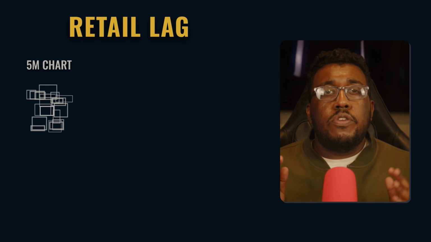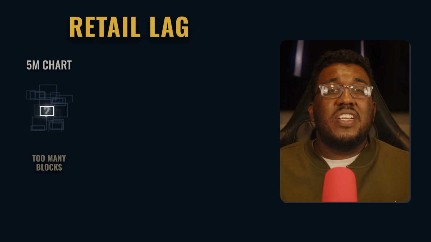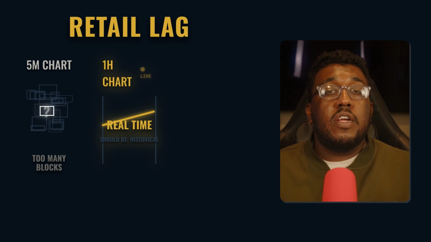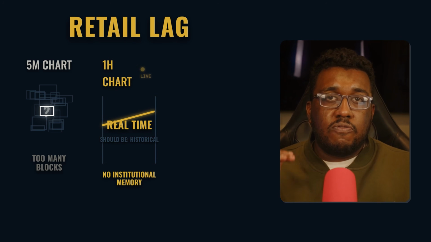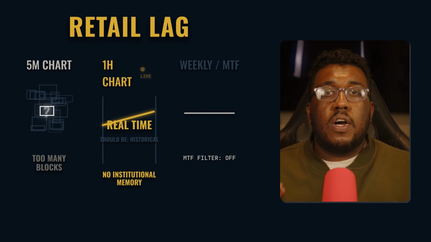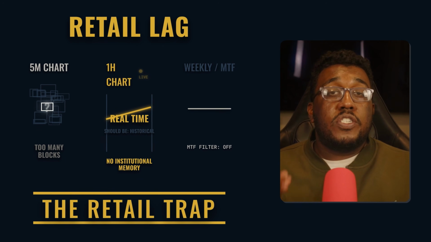Your 5-minute chart is showing you too many order blocks, so you can't tell which one is actually fresh. Your 1-hour chart is running in real-time mode when it should be running historical, so it's painting signals that don't reflect actual institutional recent memory. Your indicator has no idea what's happening on the weekly level because you never turned on the MTF filter. Every one of those costs you a trade.